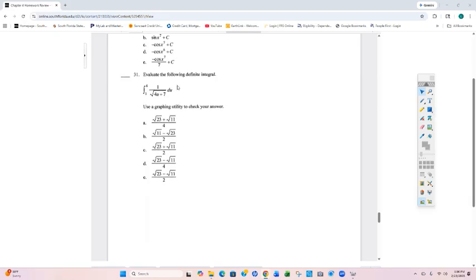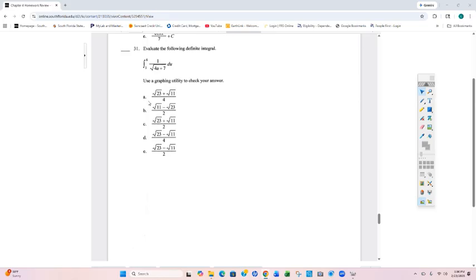Last question, number 31. Evaluate the following definite integral. There's an integral symbol with a 1 on bottom and a 4 on top. The function is a fraction. The numerator is a 1. The denominator is square root of 4u plus 7. The 4u plus 7 is all under the radical. There is a du on the end.